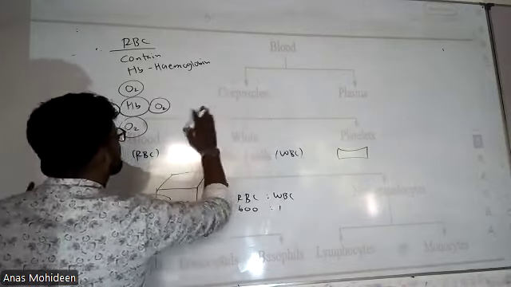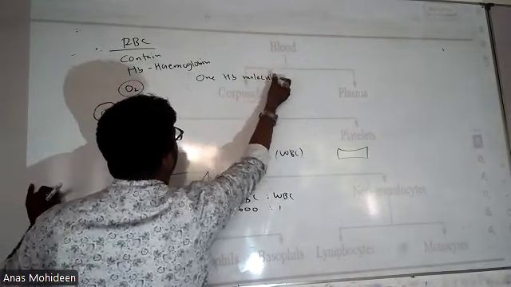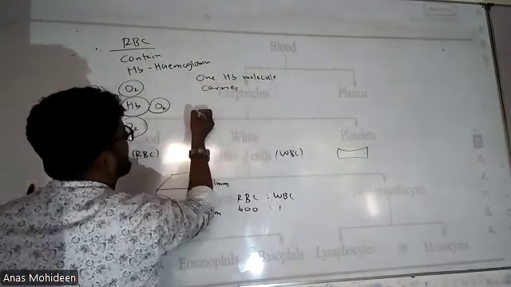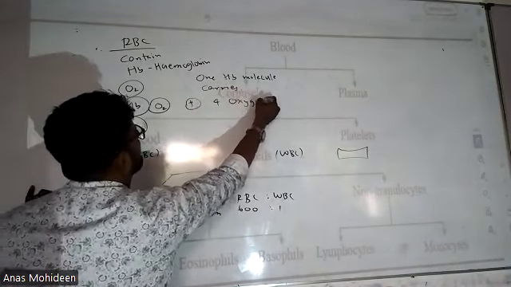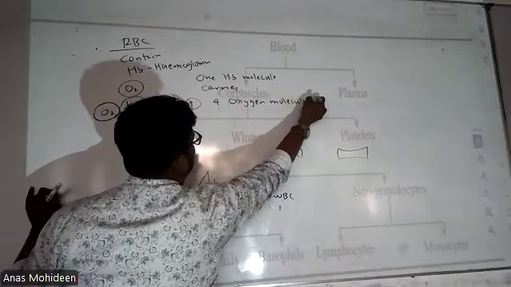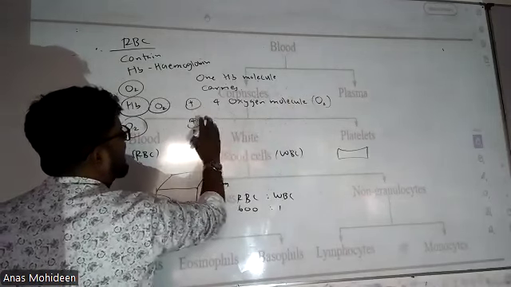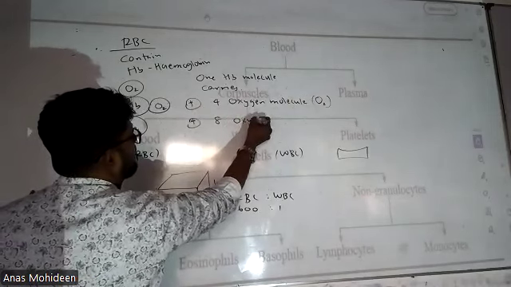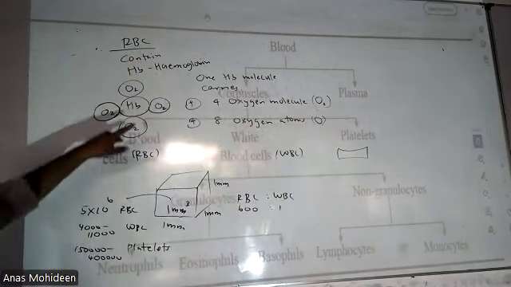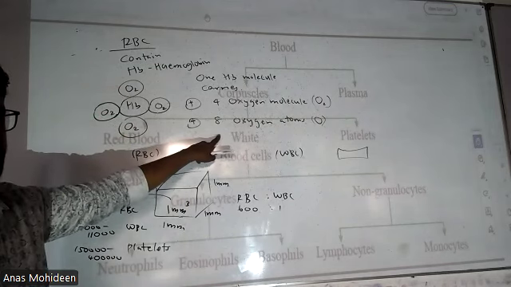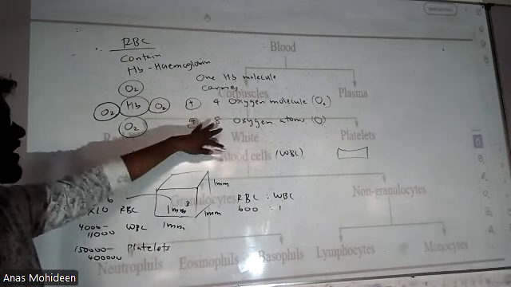So you can see here, 1 HB molecule carries in 2 ways. It can take either 4 oxygen molecules, O2, or else 8 oxygen atoms. Correct? Single atoms, when you count 2, 4, 6, 8, that is 8 atoms. As molecules, 4 oxygen molecules can be carried. Okay? So this is how oxygen is carried.